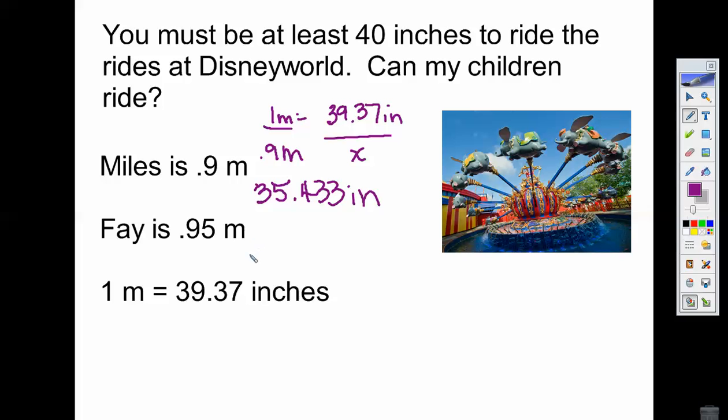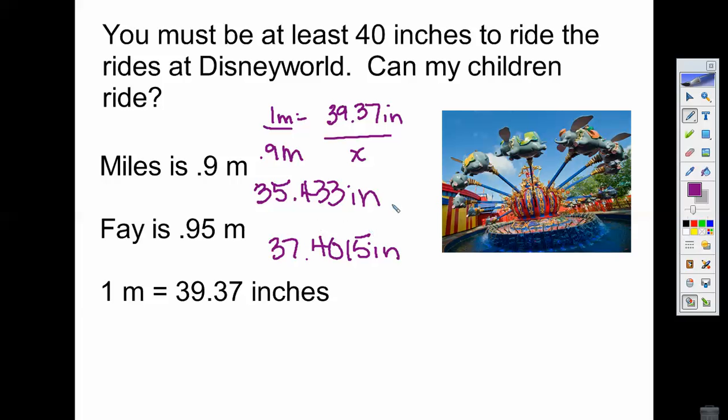Then for Faye, we're going to do the same thing. We're going to use the same proportion, except we're going to put 0.95 here. So I'm going to do 0.95 times 39.37. You go ahead and do that, and you should get 37.4015 inches. Can either of my kids ride the rides?